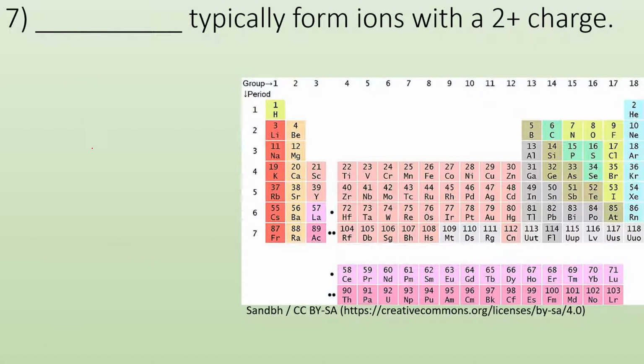All right, 7. Blank typically forms ions with a +2 charge. Well, +2 charge, the plus is going to tell me that it's going to be a metal. Metals like to lose electrons and become positive. How many are they losing? 2. So which group wants to lose 2 electrons? It's going to be group 2. Because when they lose 2 electrons, then they get to look like a noble gas. Right? Magnesium has 12, whereas neon only has 10. So if magnesium lost 2 electrons, it becomes +2. So any of these in group 2 would be good answers.